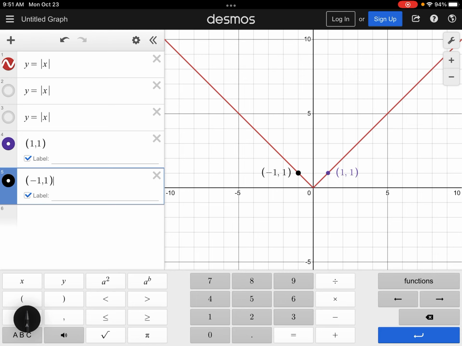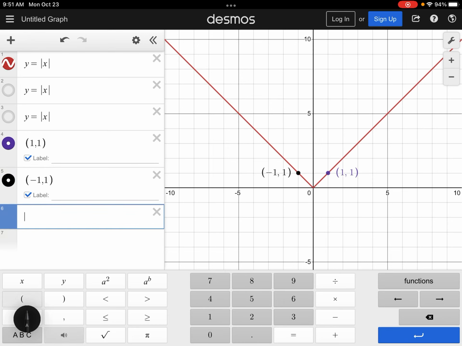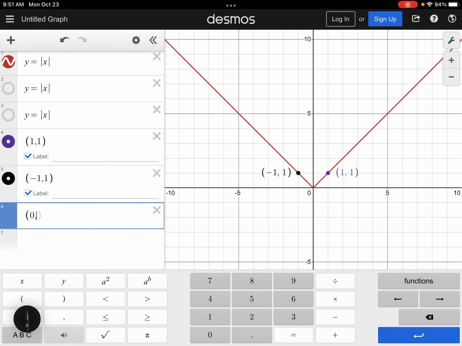Now we have this turnaround point right at 0, 0. 0, 0 we call the vertex, all right? 0, 0 is called the vertex. And this vertex is going to change based on what numbers we have in this graph. So when we graph these absolute value functions, we're going to be looking most often for the vertex, we're going to be looking for the domain, and we're going to be looking for the range.